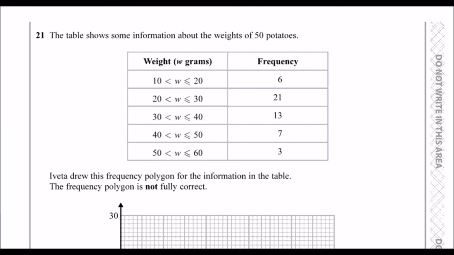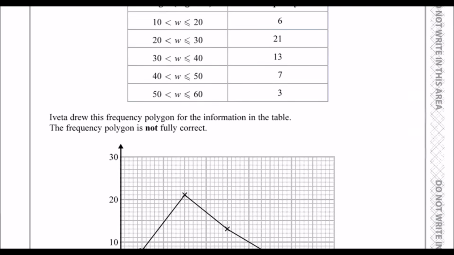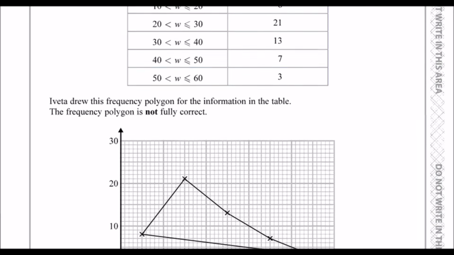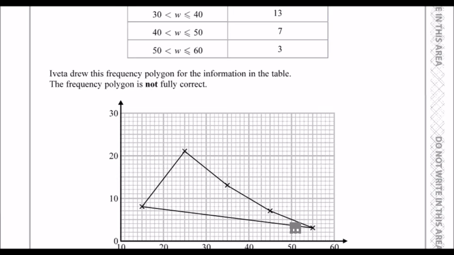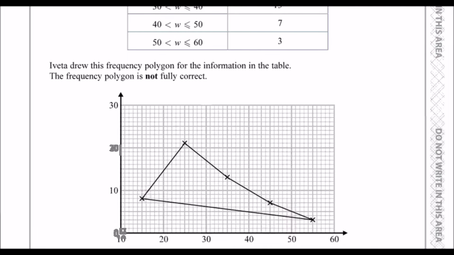Question 21. The table shows some information about the weights of 50 potatoes. And we've got our frequency table here. And then we're told that we've got a frequency polygon and it's not correct, and we need to say what's wrong with the frequency polygon.